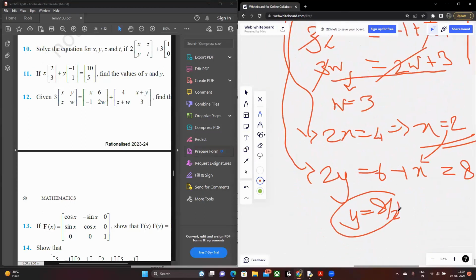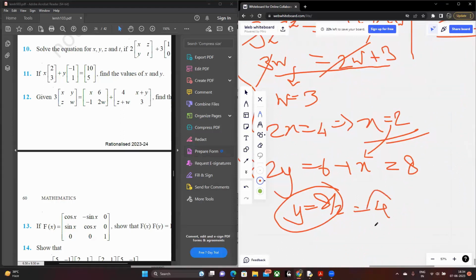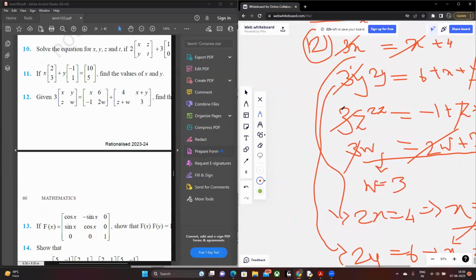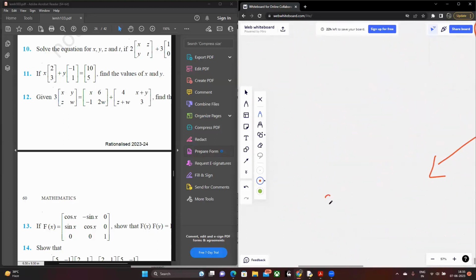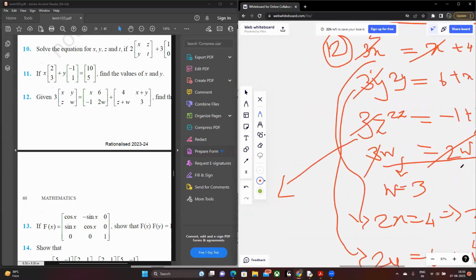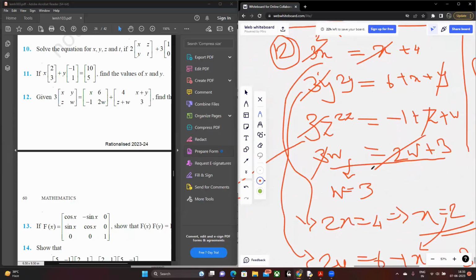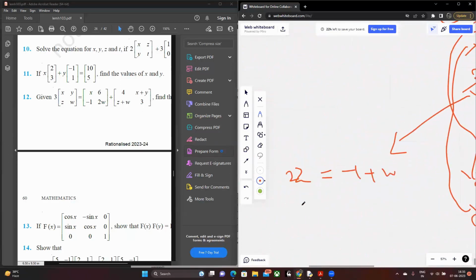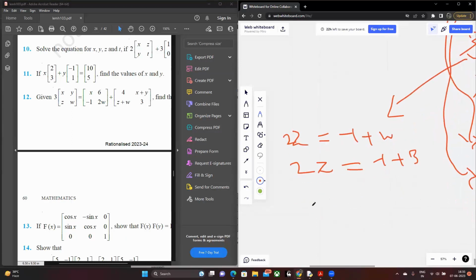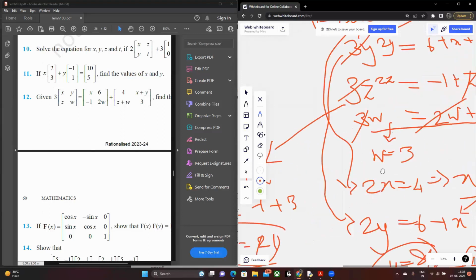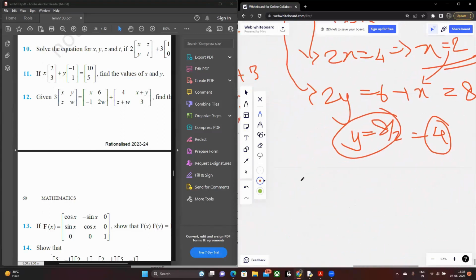Y is equal to 8 by 2, that is 4. Right? And finally, this is going to be 2z equaling minus 1 plus w, which is 2z equaling minus 1 plus 3, which is 2 into z equaling 2, or z equaling 1. Right? That is question number 12.